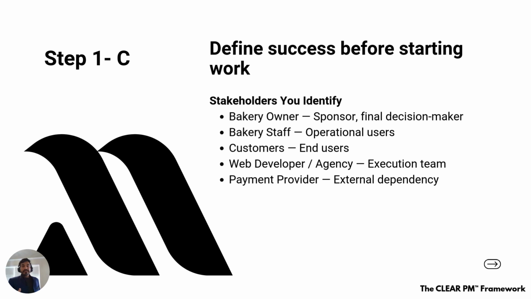And the last is, of course, the payment. You need to think about how you are managing the payment. Are there external dependencies, right? So these are the five stakeholders I can define with this particular bakery owner example. Any questions, anything you want to add or remove, any suggestions, comments, always welcome.